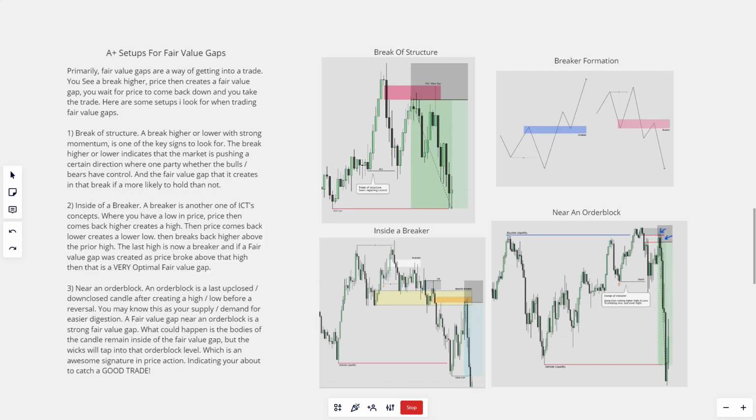Alright, here we go. Some A+ setups for fair value gaps. Primarily, fair value gaps are a way of getting into a trade.